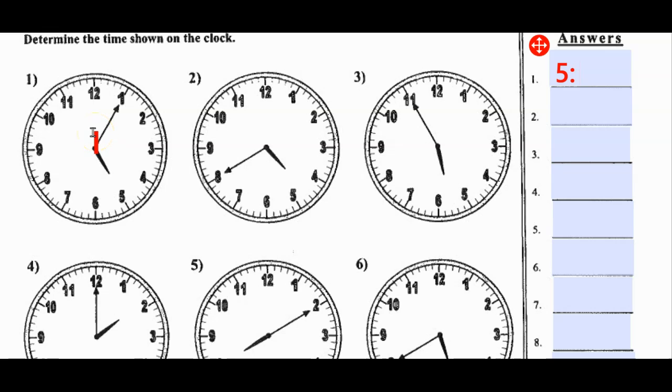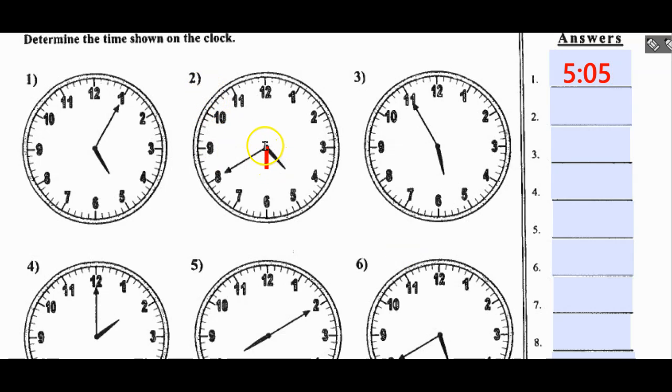It's pointing at the 1, but we're counting by 5s, right? So 1 times 5 is 5. And is it 50? No, that's 50. We want 05 instead. I'll do a couple more examples on this page.